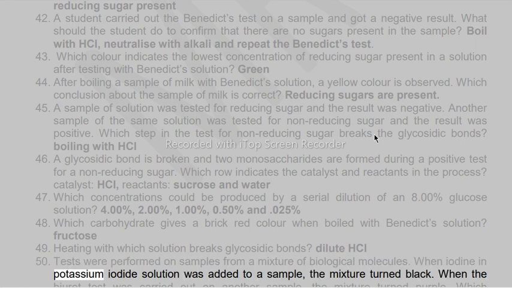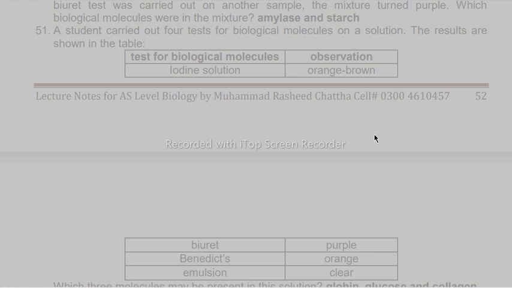50. Tests were performed on samples from a mixture of biological molecules. When iodine in potassium iodide solution was added to a sample, the mixture turned black. When the biuret test was carried out on another sample, the mixture turned purple. Which biological molecules were in the mixture? Amylase and starch.